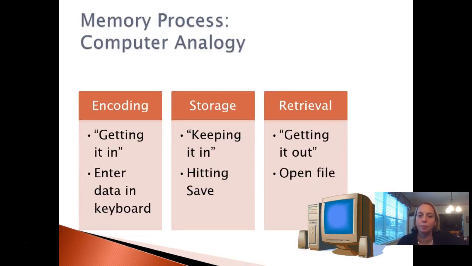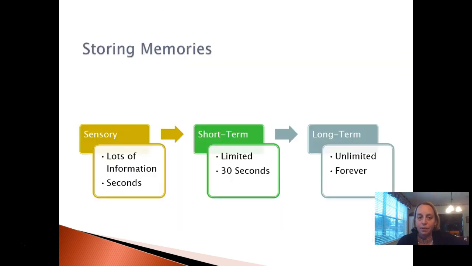Now, if we take a look at the memory process in general, there are three primary stages, and you can use that computer analogy. You're getting it in, that's the encoding, you're trying to store it, that's trying to keep it there, and then finally you need to retrieve it so that when it's time to pull it out, you can find and access that file.